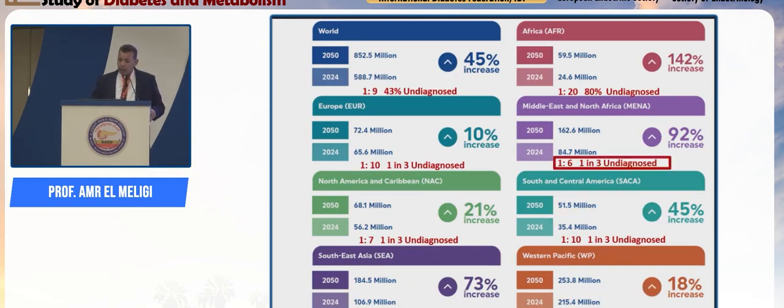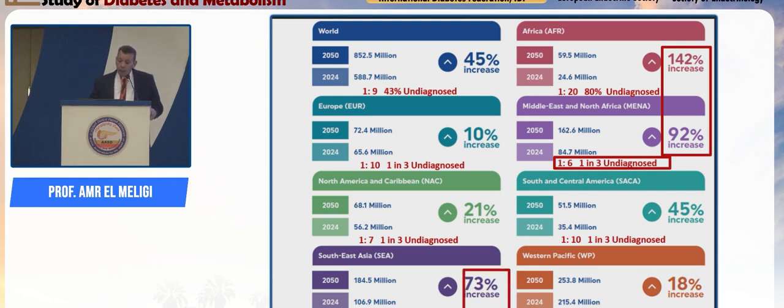This slide shows that in the MENA region the percentage of people with diabetes is high, 1 of 6 have diabetes and 1 of 3 are undiagnosed. In sub-Saharan Africa, 1 of 20 have diabetes, expected to increase by 142% in 2050. The MENA region is the following region in the rate of increase of diabetes, which will increase by 92% at 2050.